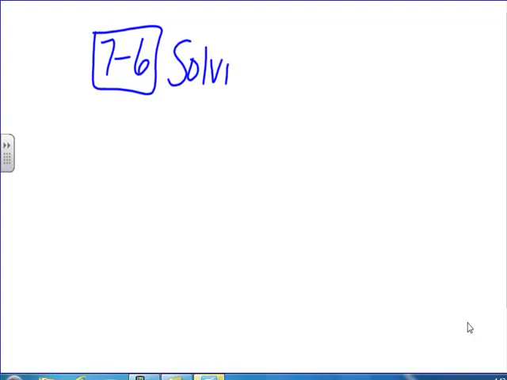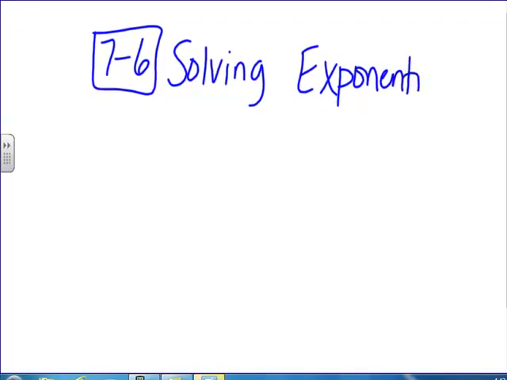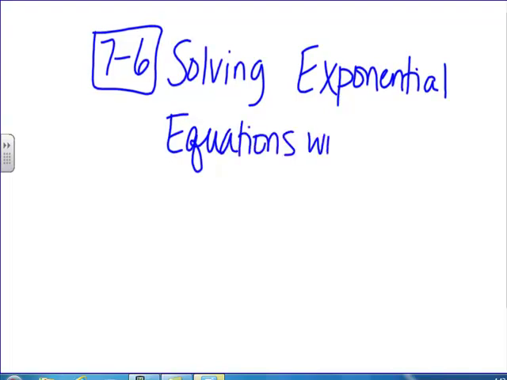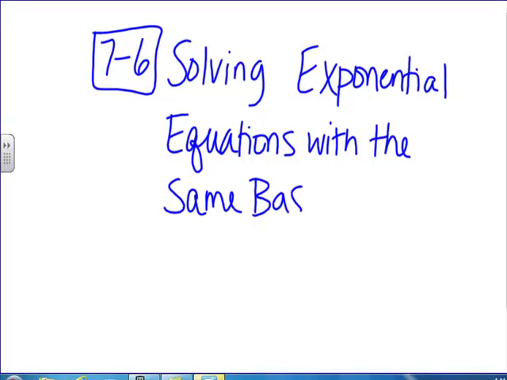Okay, onward. We're almost to the end of chapter 7. So here we go. This would be section 7.6. This is called solving exponential equations with the same base. And if you liked the last section, I think you might like this one, because once you understand the process, you can do it.